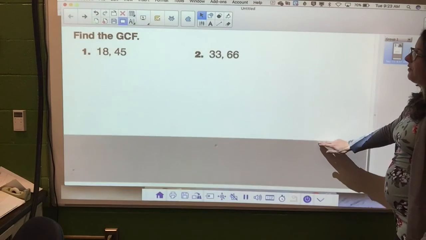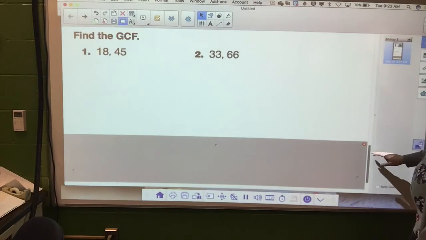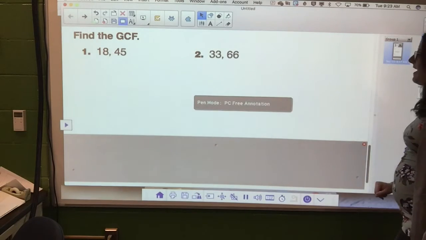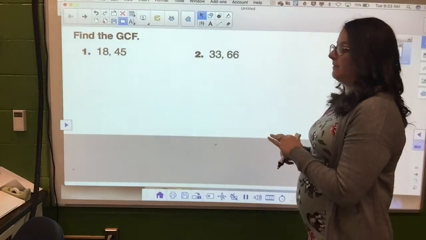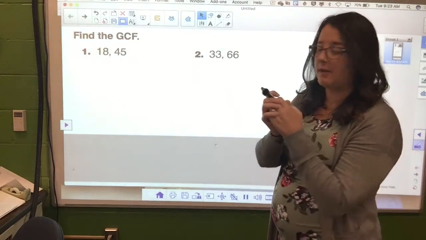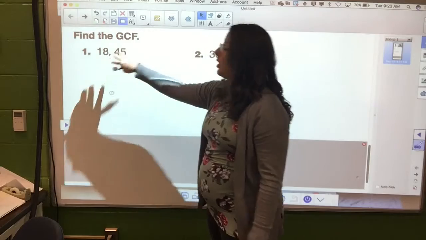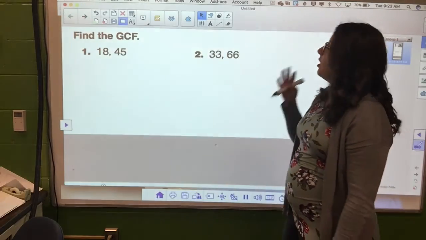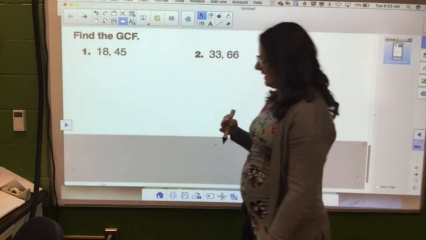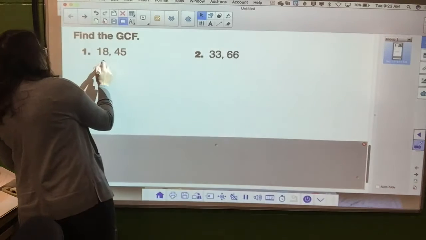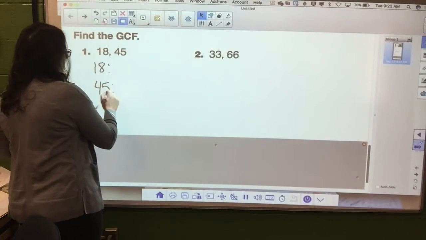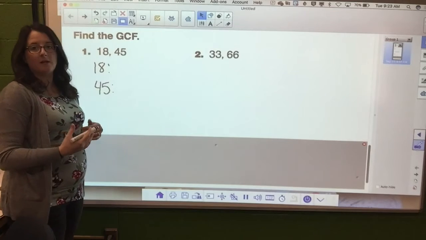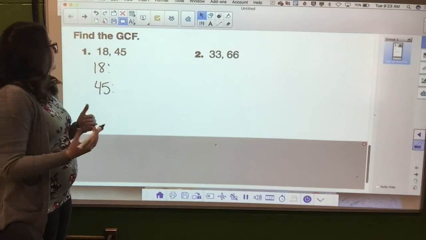Okay, now we're going from least common multiple to greatest common factor. So now we're talking about factors again, the numbers that we multiply together to get these bigger numbers. So, greatest common factor for 18 and 45. And we're just going to list them out like we did yesterday, all right?